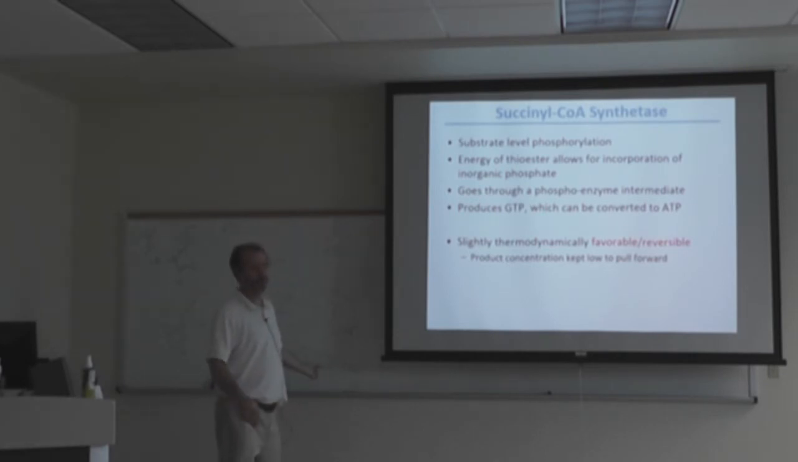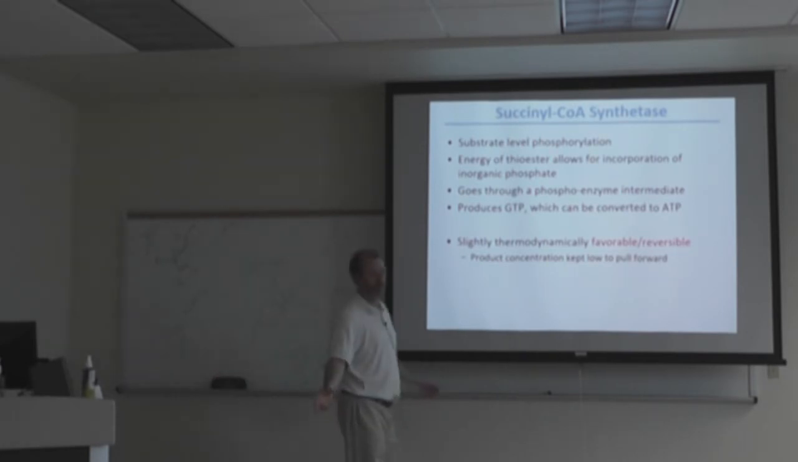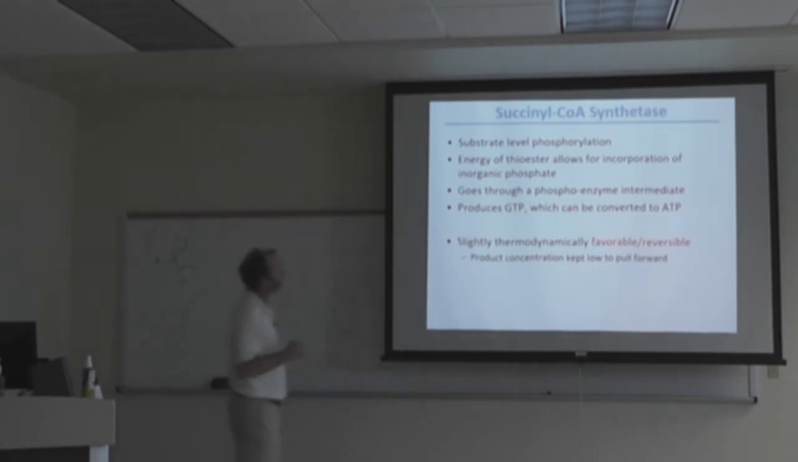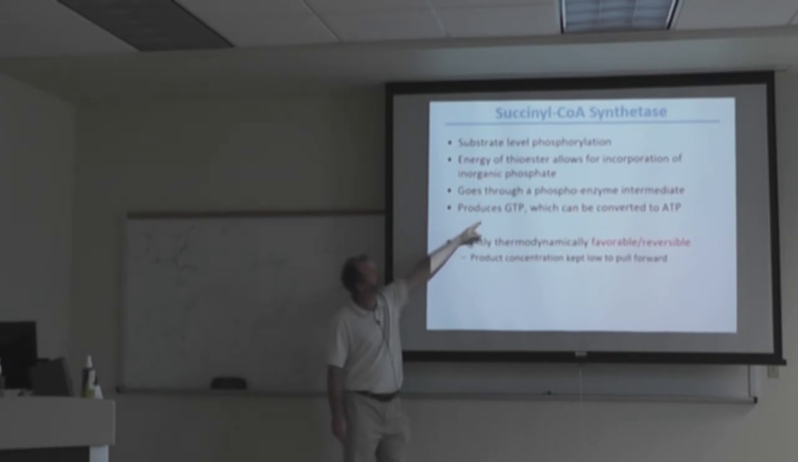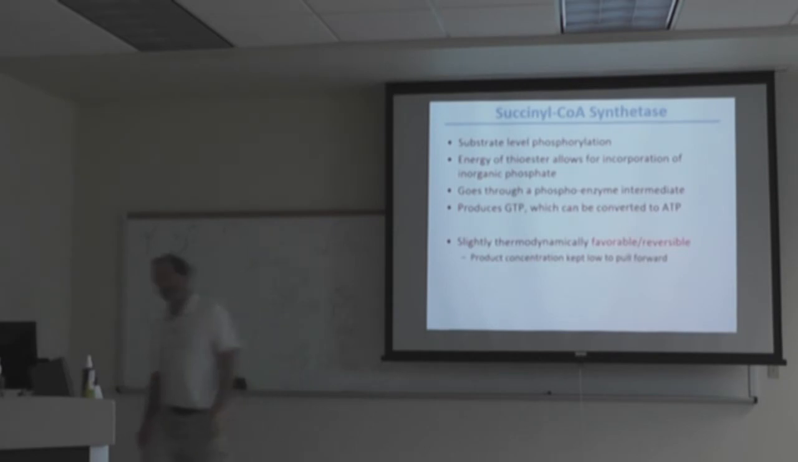Don't worry about that. But remember what substrate level phosphorylation is: where that phosphate gets transferred directly to GTP rather than it oxidatively being phosphorylated based on a proton gradient at the inner mitochondrial membrane. So the energy of the thioester allows for this incorporation of inorganic phosphate. It's high energy, so phosphate will come in and replace that. It goes through a phosphoenzyme intermediate, produces GTP, which then can be converted to ATP. It's slightly thermodynamically favorable, reversible. The product concentrations are always kept low.